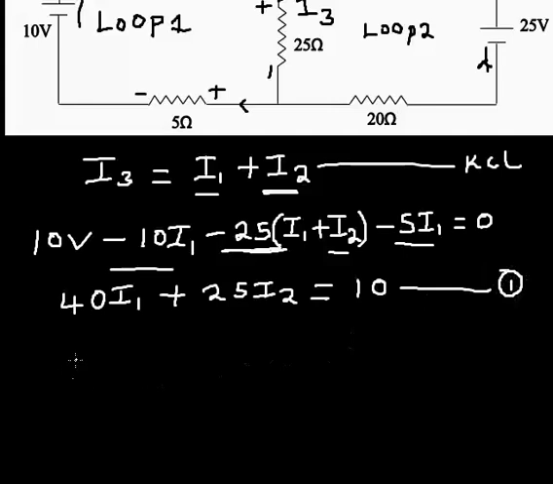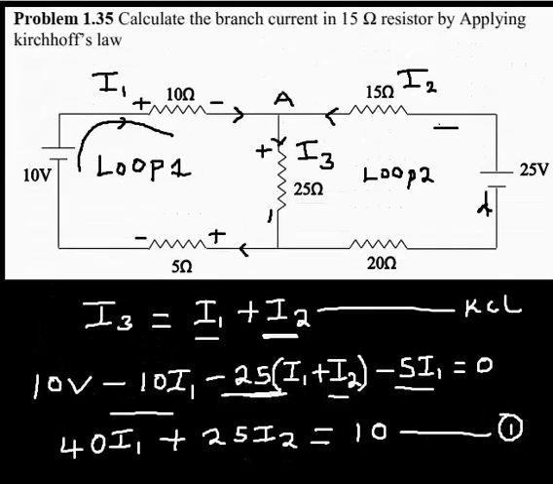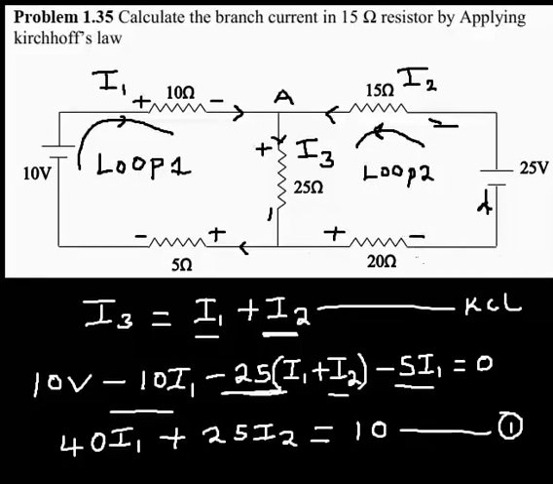Let's now go to loop 2 for another equation. If I go to loop 2 this time around, you know how we go. If I'm going from negative to positive, that means this time around I'm moving in an anti-clockwise direction. If I'm going in an anti-clockwise direction, you know very well that already this has been automated as I reach the current. This is going to be positive and this negative. So let's flow with that.